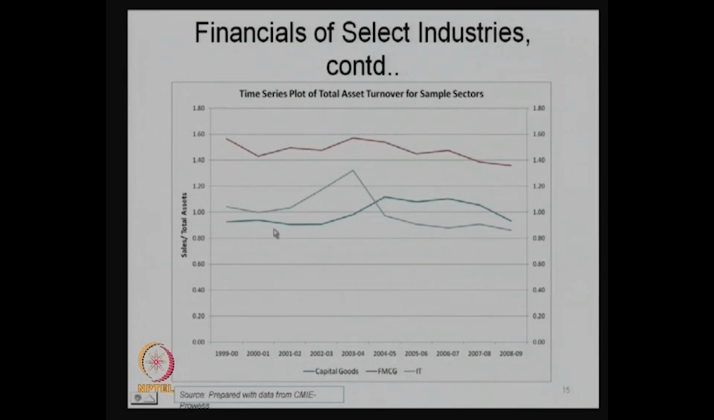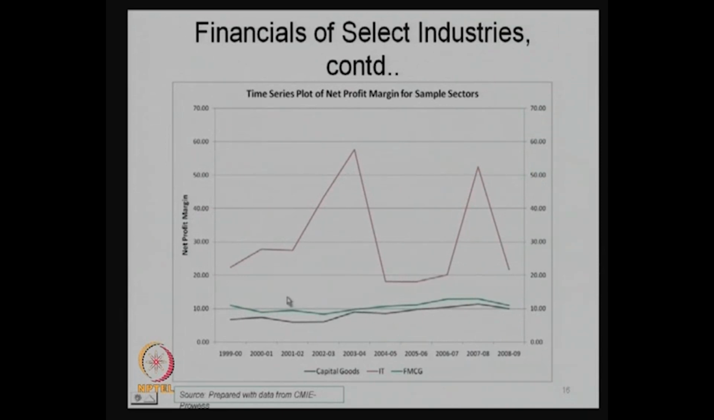Then we have plotted that. We can see here sales to total assets is more stable; they have almost stable figures as far as the different industries are concerned, like this FMCG, this is capital goods, and this is IT. Looking at the next parameter, the profit margin, for the IT industry it is quite volatile over a period of time, whereas for capital goods and FMCG it is more stable across the time period.